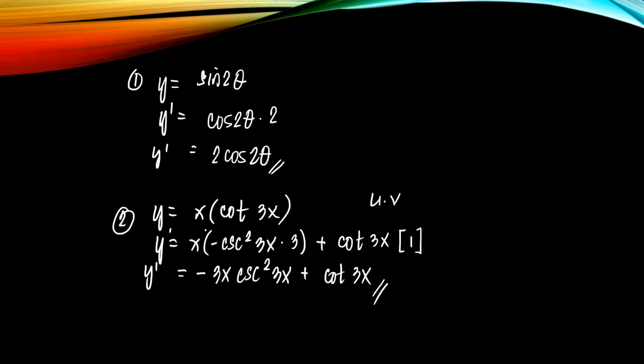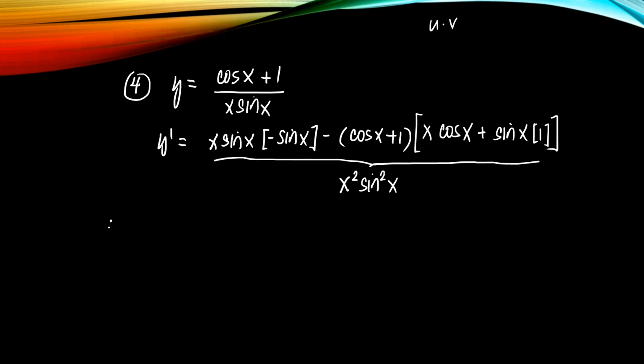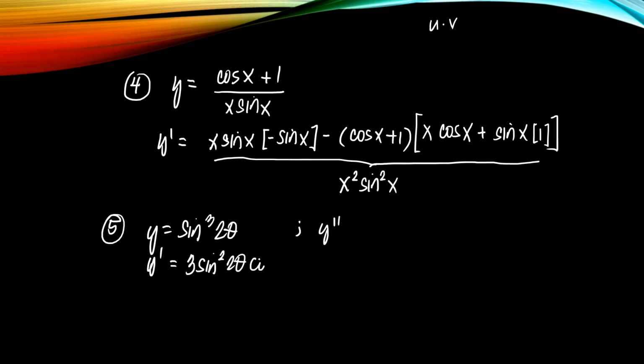Sine cube 2 theta. Sige, ang hihingin ko sa inyo, y double prime instead of y prime, meaning the second derivative. Sige nga guys, what's the first derivative? This one becomes 3 sine squared 2 theta cosine 2 theta times 2. That's why you got the 6 sine squared 2 theta cosine 2 theta. You're very good. Pero guys, I'm asking now, what is y double prime?